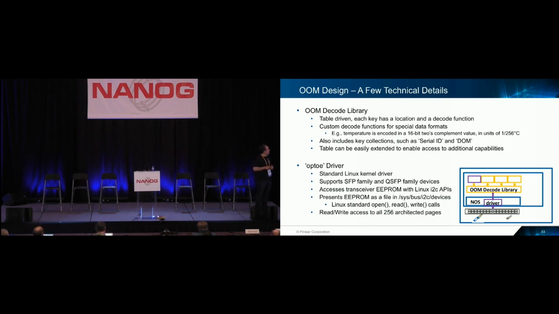So the decode library is table-driven. Each key has a location and a decode function for that key-value pair. There are also certain decode functions for specific data formats. We do all that as part of the OOM library. For example, the temperature information of the transceiver is encoded in a 16-bit two's complement value in units of 1/256 degrees. That's just the way the MSA defined it in EEPROM, and all that conversion to degrees is done by that library. It also includes collections of keys, so you can query groups of parameters at the same time. So things like serial ID or DOM return a set of optical performance information for that port.